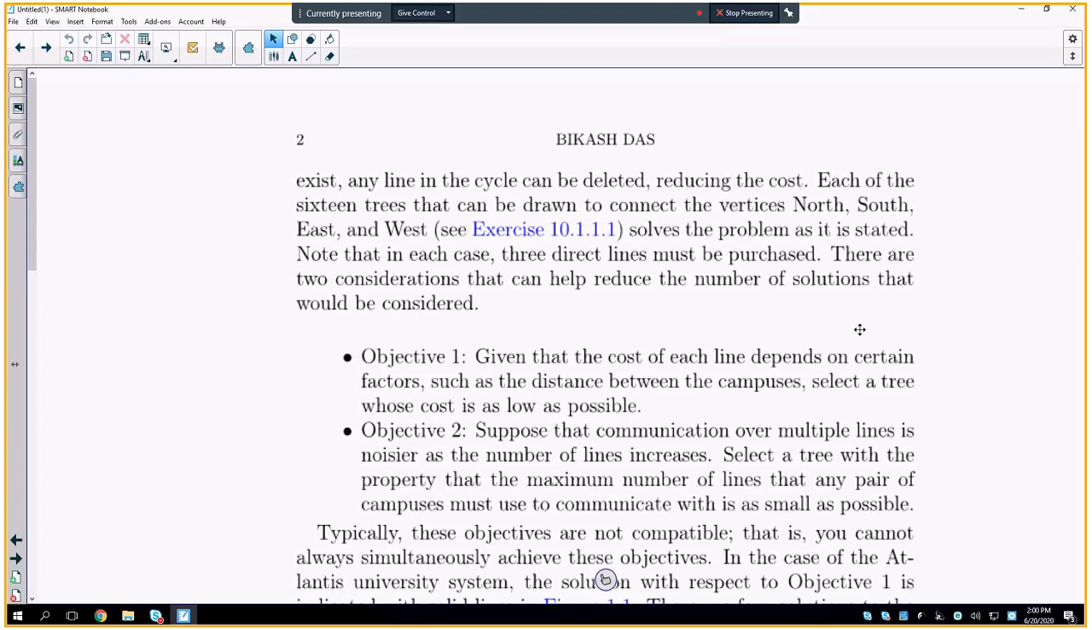There are 2 considerations that can help reduce the number of solutions that would be considered. Objective 1: given that the cost of each line depends on certain factors such as distance between campuses, select a tree whose cost is as low as possible. Objective 2: suppose that communication over multiple lines is noisier as the number of lines increases. Select a tree with the property that the maximum number of lines that any pair of campuses must use to communicate is as small as possible to reduce the noise.